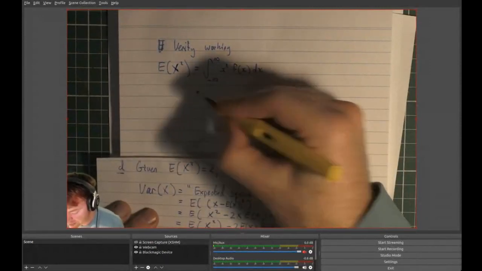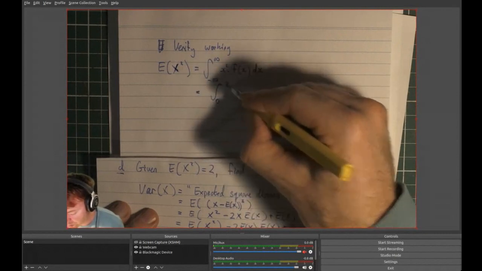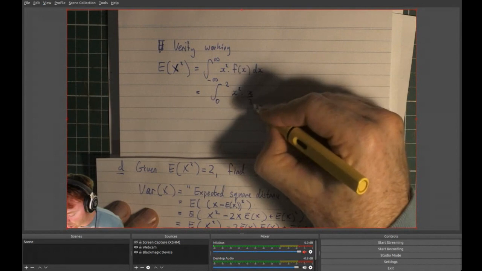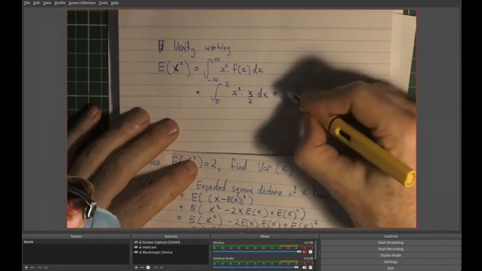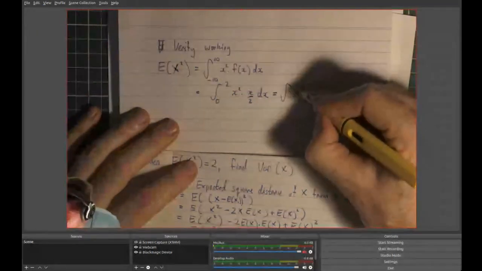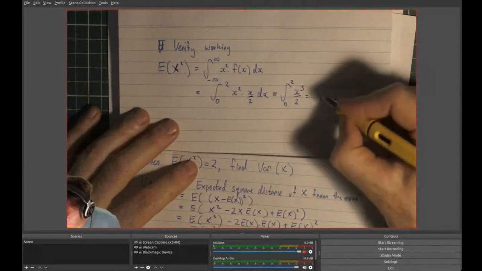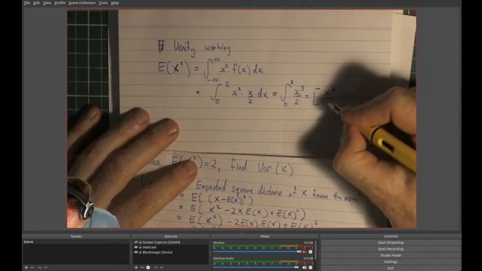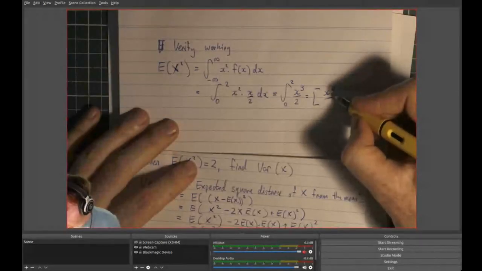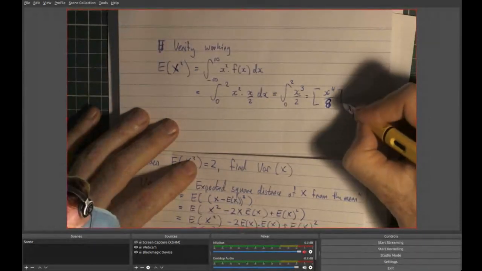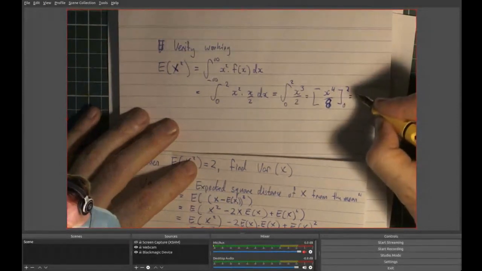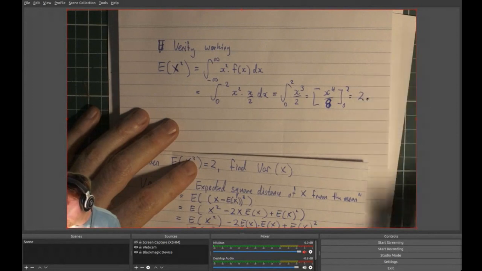We're just squaring it because we're taking the expected value of the square function. And this, as we did before, is just going to be the integral from 0 to 2 of x squared times x dx, because the density is 0 everywhere else. That's the integral of x cubed over 2, 0 to 2, which is x to the 4 over, I have to divide by the new power, so that's 16. No, 8. From 0 to 2, which is 2 to the 4 over 2 to the 3, which is just 2.